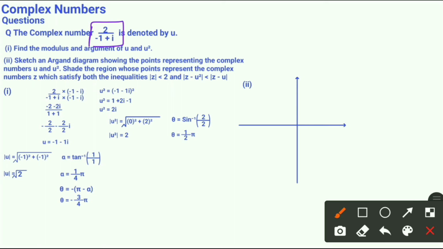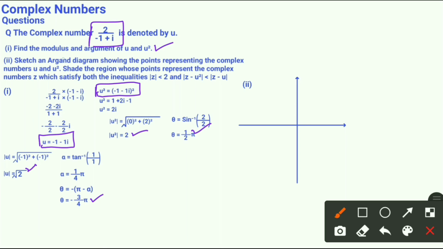So we have this equation, 2 upon minus 1 plus i, denoted by u. So u is equal to this, and now we are solving this, multiplying the conjugate of the denominator to both up and down, top and bottom. We have done this, and then we got this equation. Okay, now we need to find the modulus and argument of this. So this is the modulus and this is the argument. Then the same thing here, we need to find the modulus and argument of u squared. So modulus is this and the argument is this. So part 1 is done.